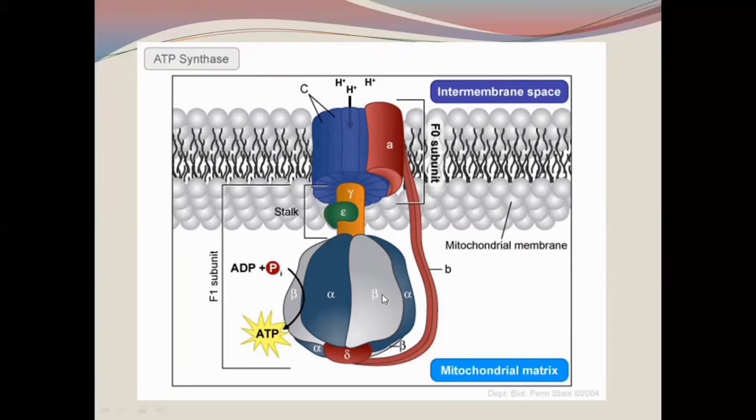In the F1 subunit, the gamma subunit is surrounded by 3 alpha and 3 beta subunits. F1 is connected by this stalk, and the stalk is connected to the C subunit, linking the F1 and F0 subunits. How the synthesis of ATP takes place, we are going to talk about the mechanism. So let's see the cross section of this part.